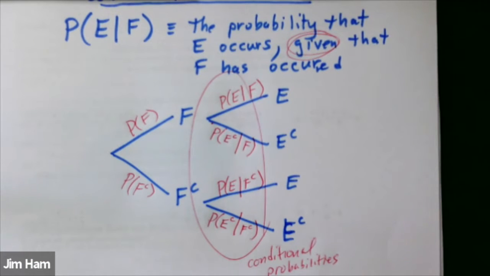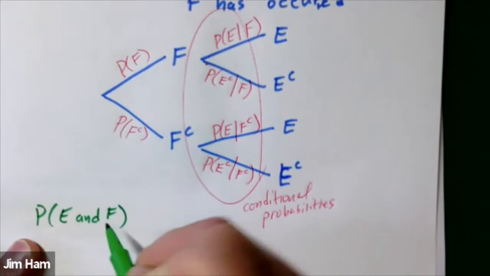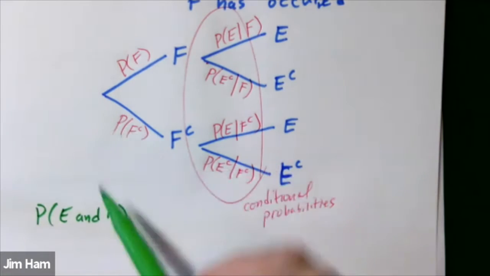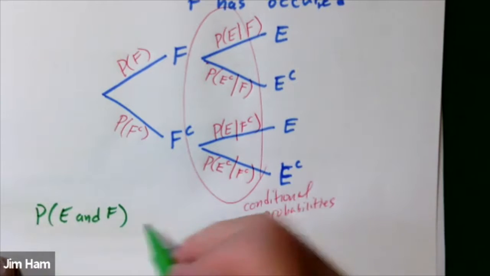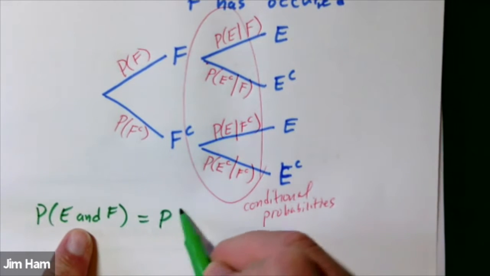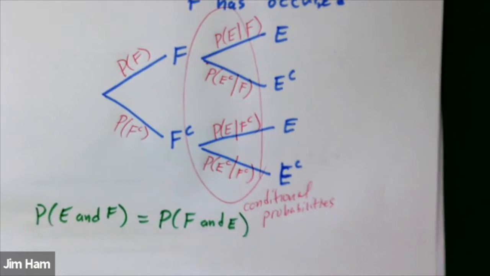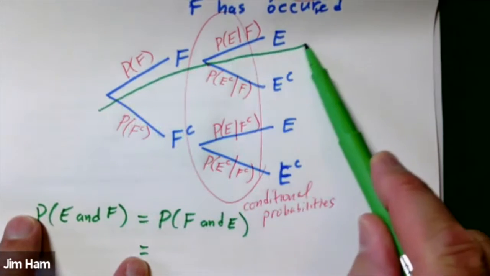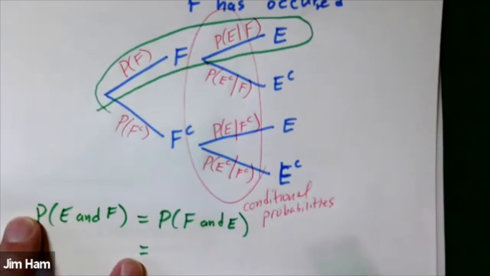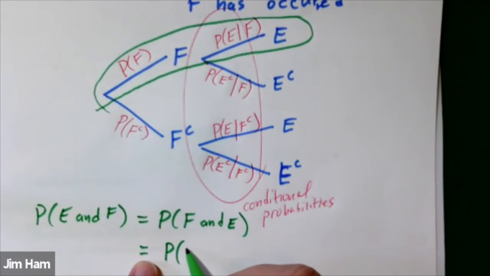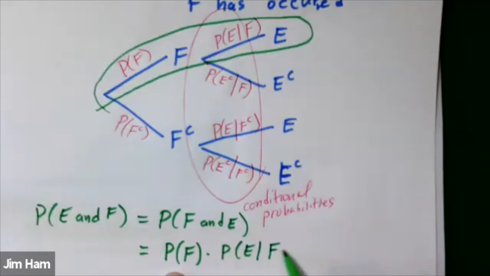But we calculate the probability of E and F in the same way that we did on that other example. So what we're going to do is follow the path for E and F. By the way, the probability of E and F is always equal to the probability of F and E, so that can be useful sometimes. If you follow the branch F and E here, and you want to know the probability of F and E, just multiply the probabilities along the branches. The probability of F times the probability of E given F. It would look like that.